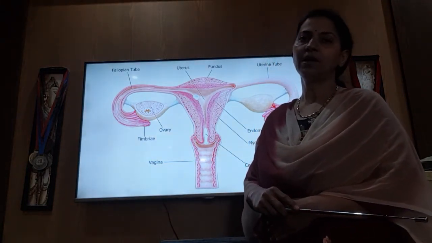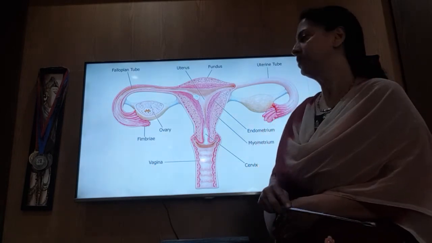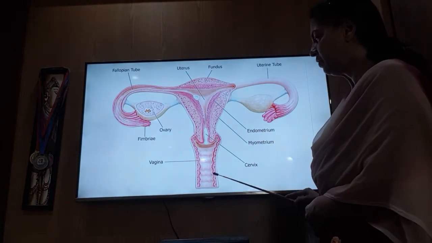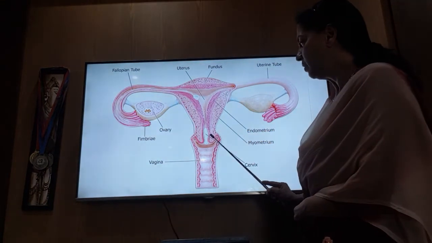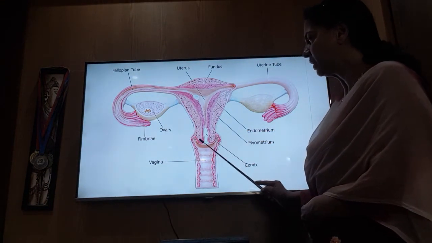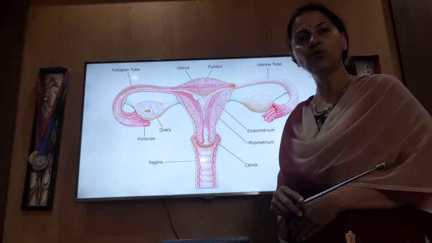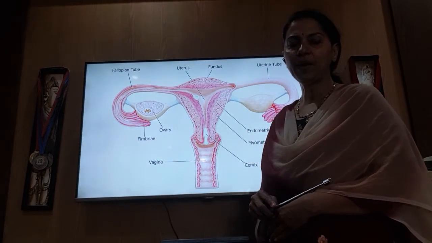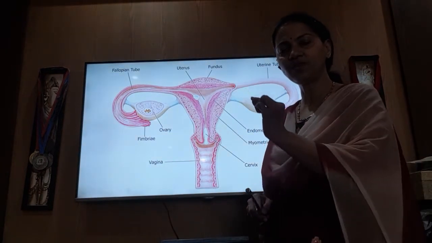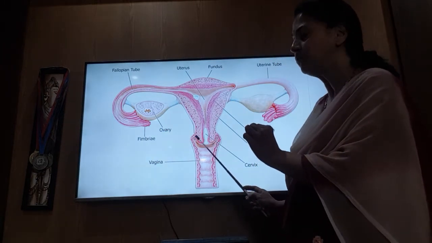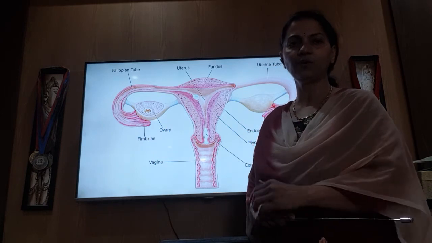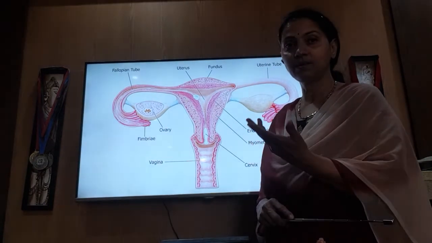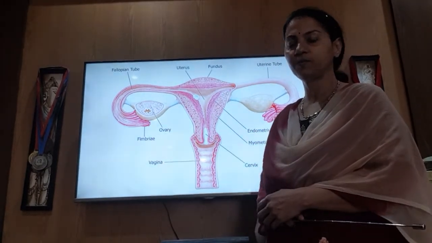Now the applied anatomy. In the vagina we can have an infection called vaginitis. Then when we suspect cervical carcinoma, we do a pap smear. Pap smear means a swab is taken from the posterior fornix of the vagina, and then a smear is made, and that slide is studied to see whether carcinoma is there or not.